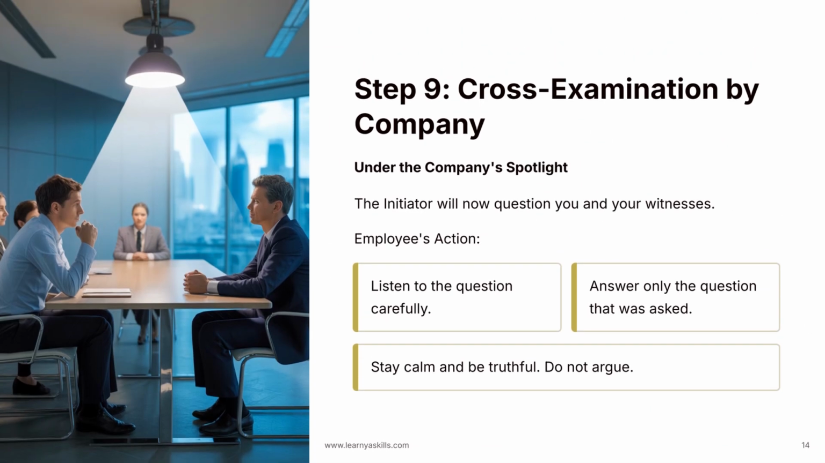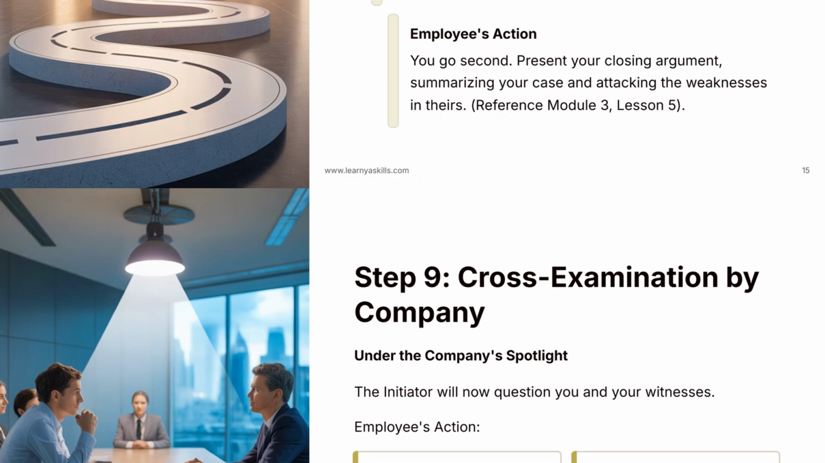After you and each of your witnesses testify, you will be cross-examined by the company's initiator. This is step 9. It's crucial to be prepared for this. The rules for you are simple. First, listen to the question very carefully. Second, answer only the specific question that was asked. Do not volunteer extra information. Third, and most importantly, stay calm and be truthful. Do not get into an argument. Just answer the questions calmly and clearly.